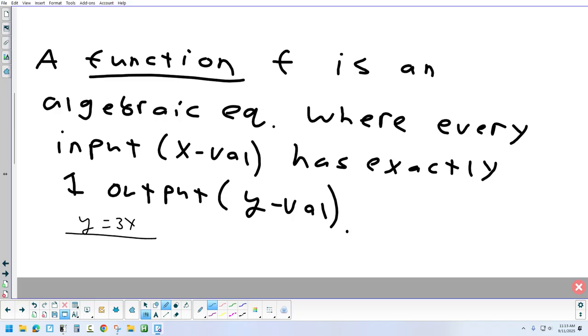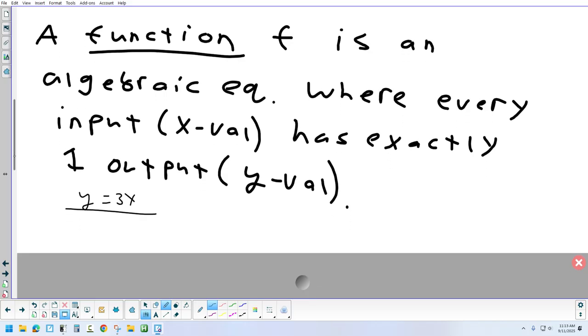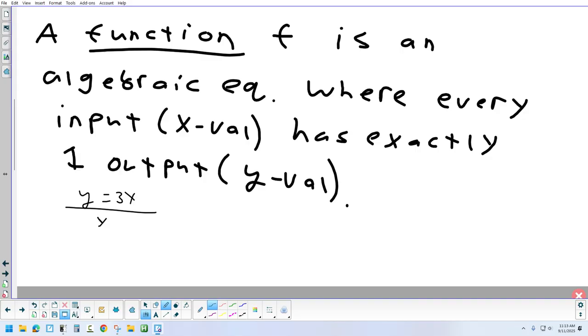So let's say we were making a table for this one. Y equals 3x. If I plug in 1 for x, what do I get for y? Yep, 3. Do I get any other answer? No. Because the formula says take the x value, triple it, and you get the y. If you plug in 1 for the input, you will only get one answer for the output. In this case, the answer is 3.